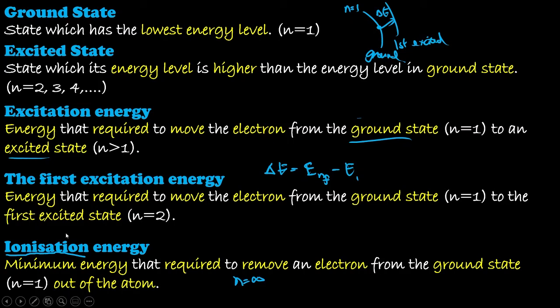So how do you calculate the ionization energy? It is the minimum energy required to remove an electron from the ground state out of the atom. This is called the ionization energy. In other words, ionization energy will be equal to E infinity minus E ground.